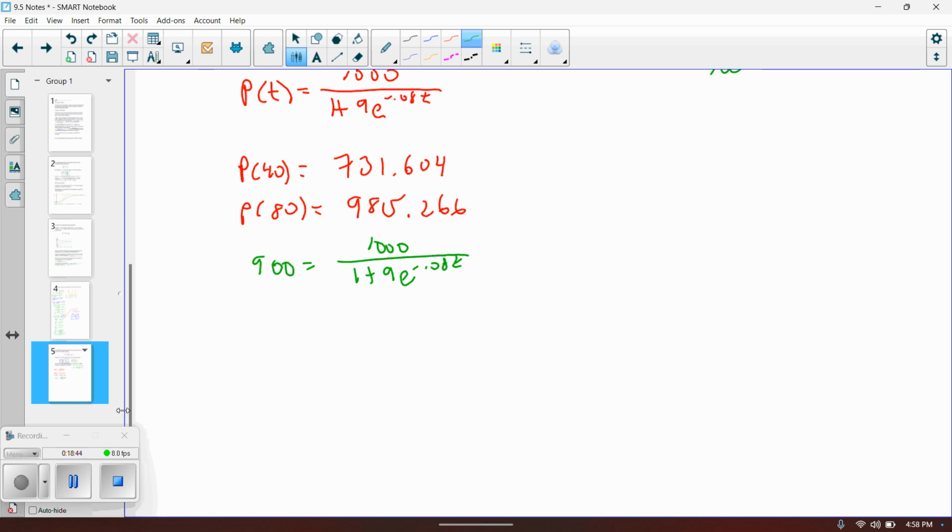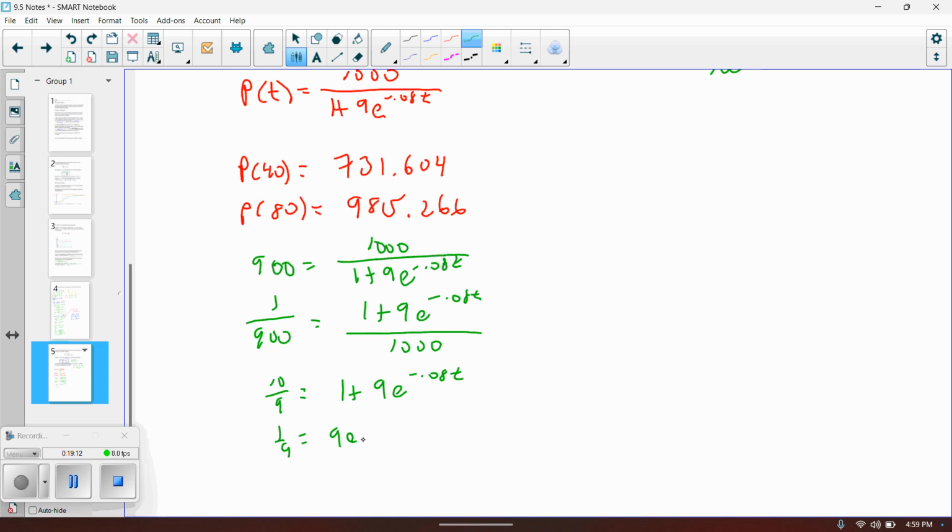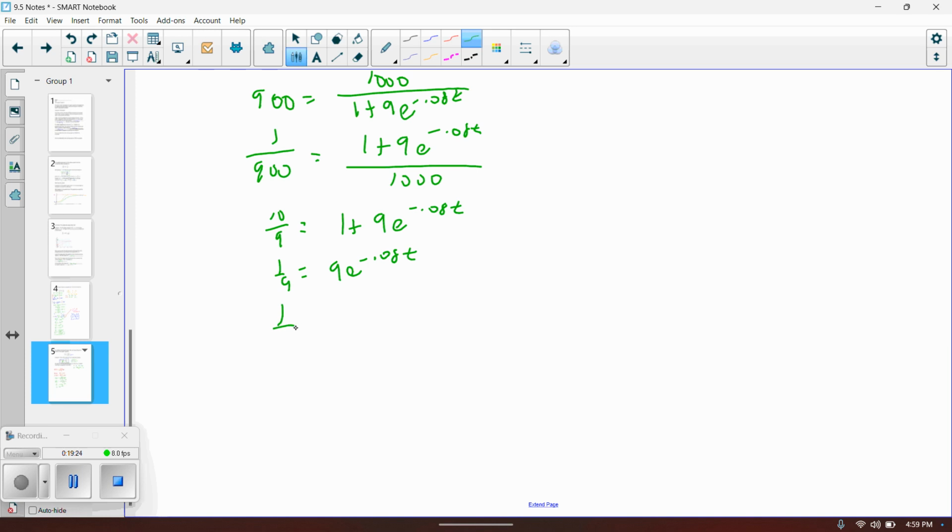We're going to reciprocate both sides because we need to get that t out of the denominator. Multiply both sides by 1,000 is going to give us 1,000 over 900, which is 10/9 reduced. Subtract 1. Subtracting 9/9 from 10/9 gives us 1/9. We'll divide both sides by 9, which is going to give us 1/9 divided by 9, which is 1 over 81.